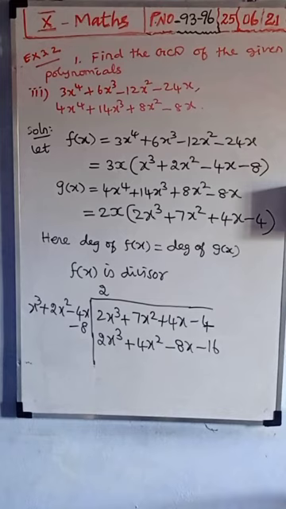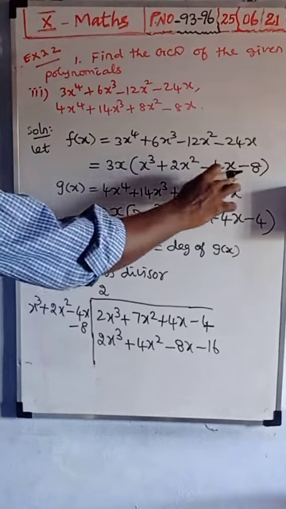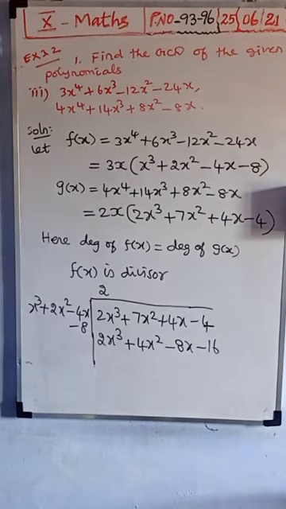So before that I told you all the terms should be present: x cube, x squared term, x term, and constant term. All the terms are present, so no problem. As it is we can divide. No need to add any term. So we are dividing this.